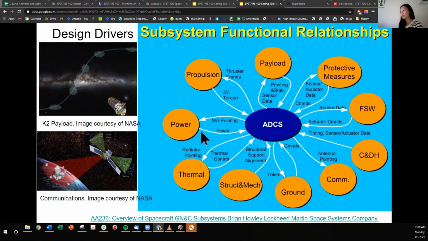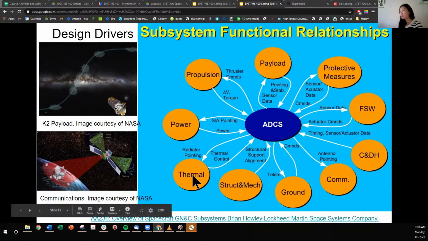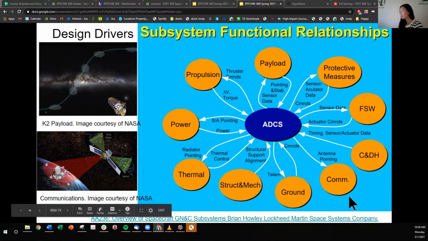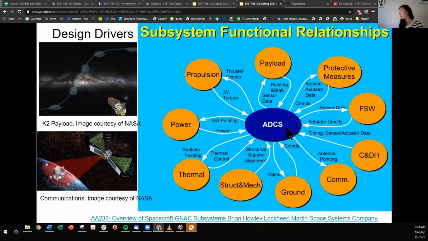The solar array, so power subsystem, will want some kind of solar array pointing. The thermal subsystem will want some kind of radiator pointing. The structures and mechanisms also, there are structural support alignments that need to happen potentially. Communications will care about antenna pointing. CNDH will offer timing and sensor actuator data. So you'll see that for all subsystems, ADCS included, there are intimate relationships between every subsystem where there's a give and take.